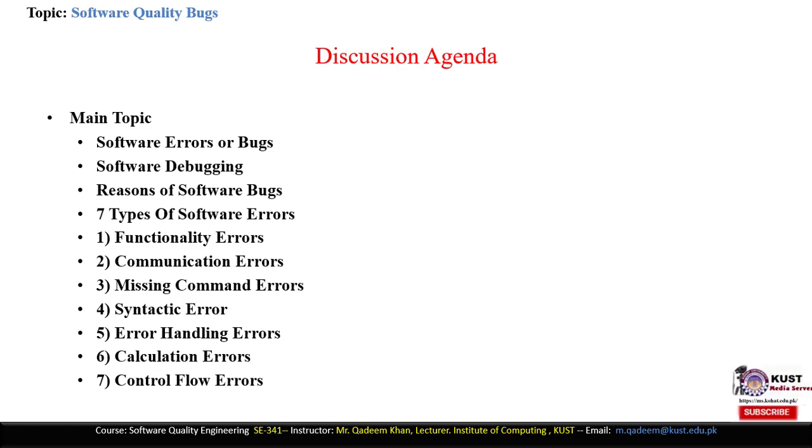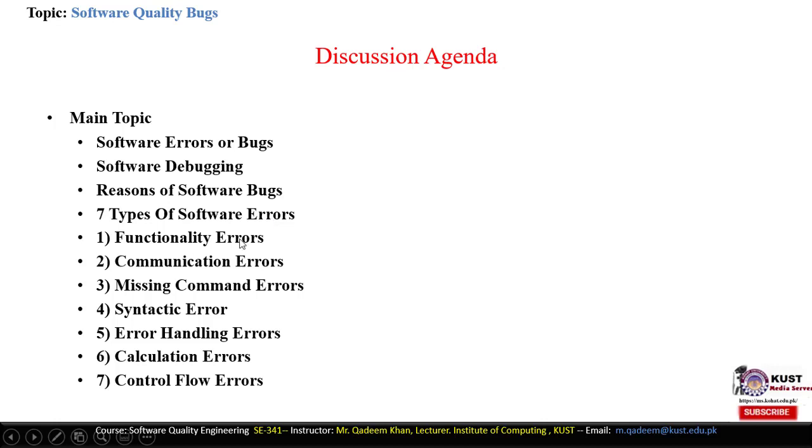This is the discussion agenda. We have software errors or bugs, where we will define what an error and a bug are. Then we have software debugging. There are different tools which are used for debugging software. Then we have the reasons for software bugs, why there are so many bugs in our software. There are 7 types of software errors or bugs.